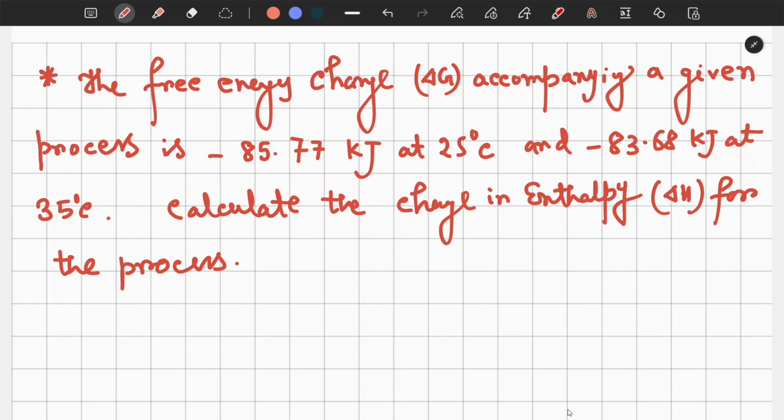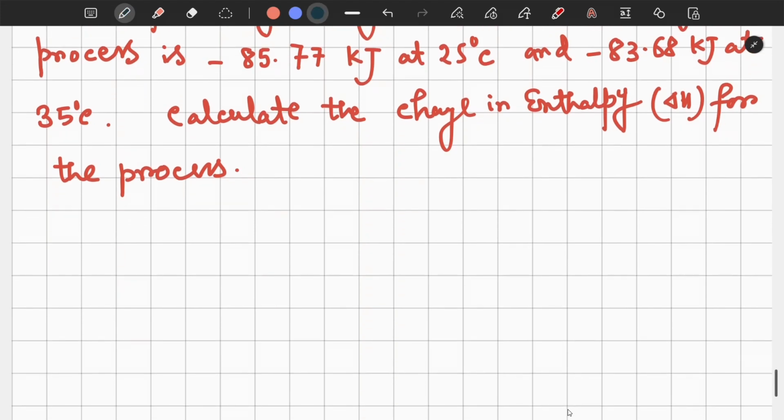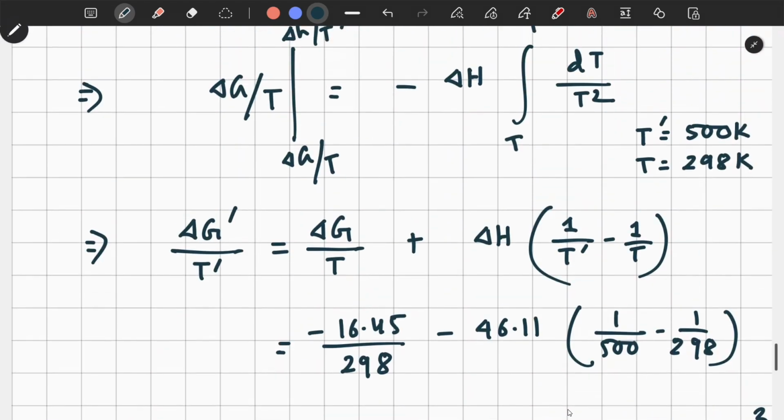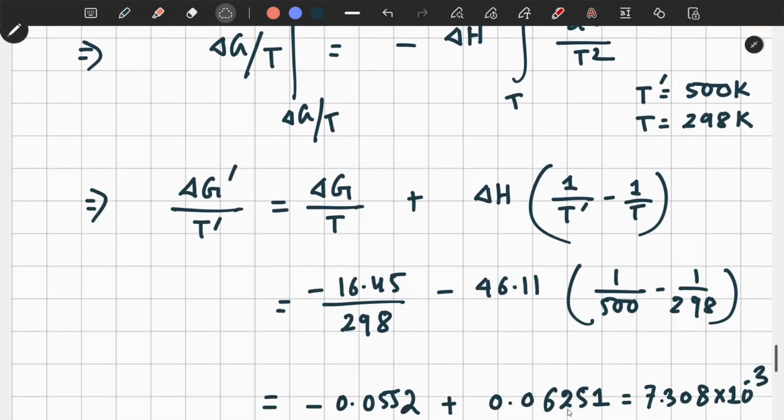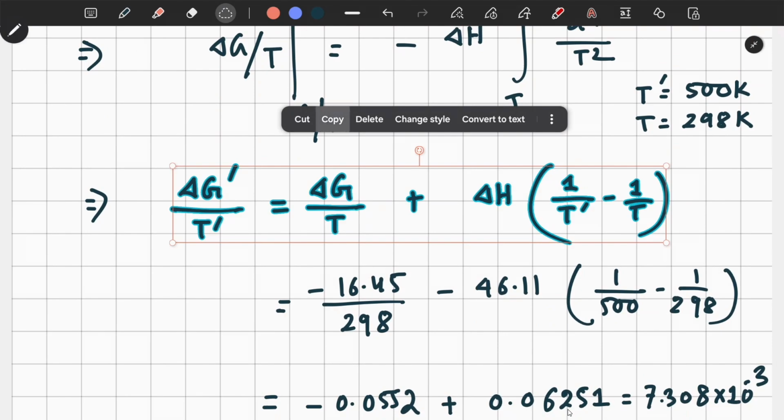Minus 148.052. Yes. Good. But still, let me do it because you have to use this formula ultimately. Correct. Yes.